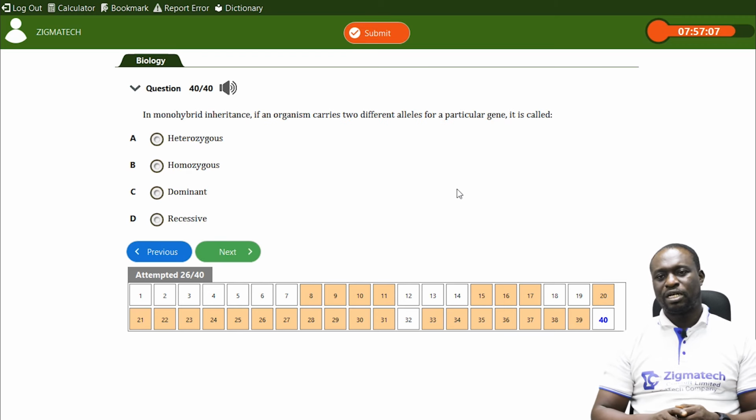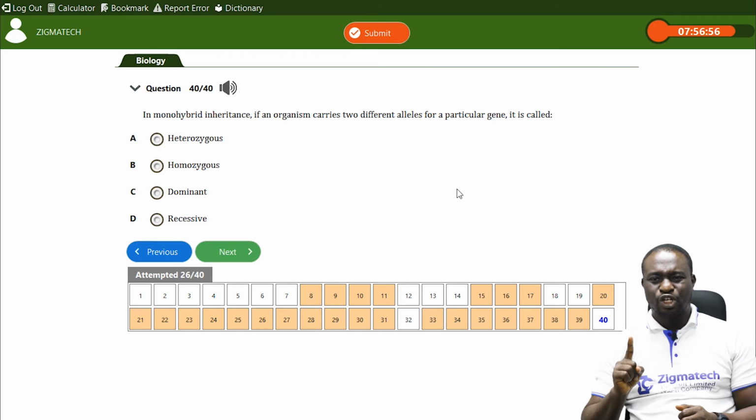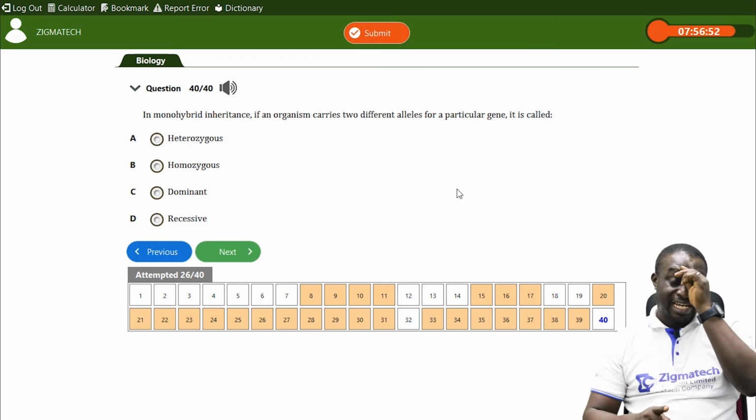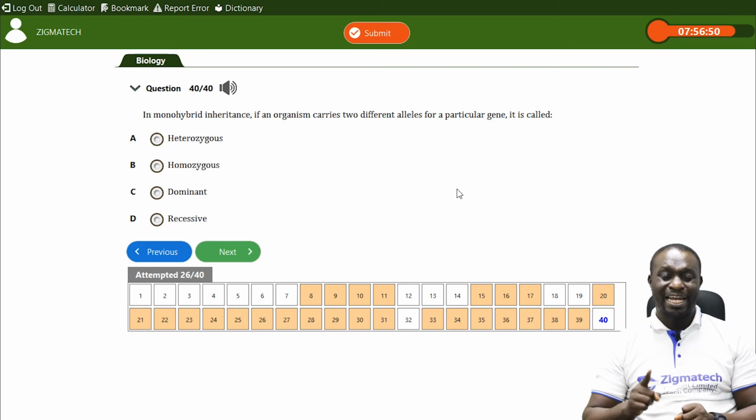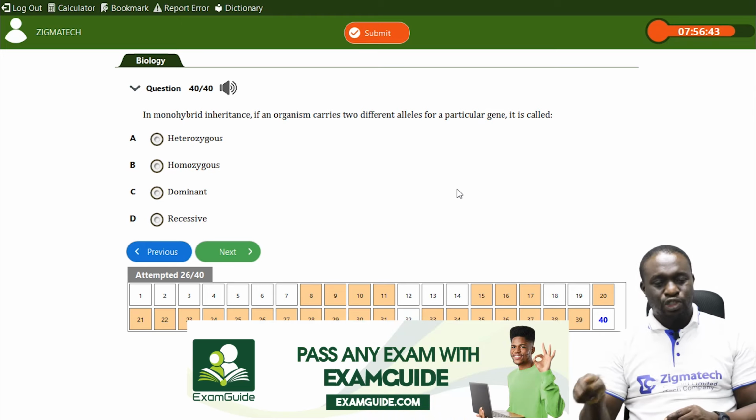And then finally, question 40. This is the topic under genetics. In monohybrid inheritance, if an organism carries two different alleles for a particular gene, it is called what? Two different alleles for a particular gene is referred to as heterozygous. If they are different, it is heterozygous. If they are the same, it is homozygous.